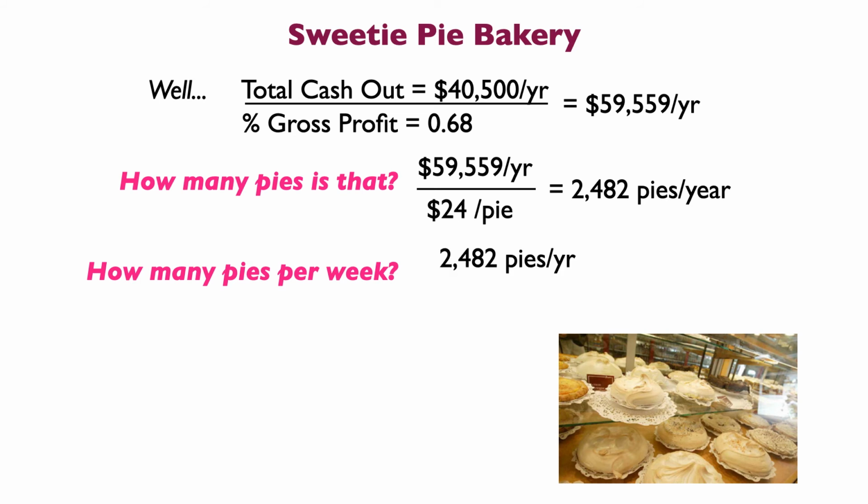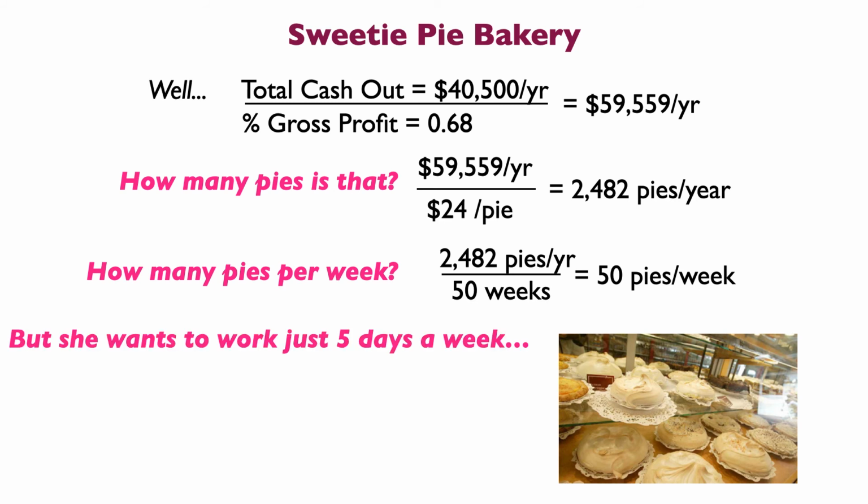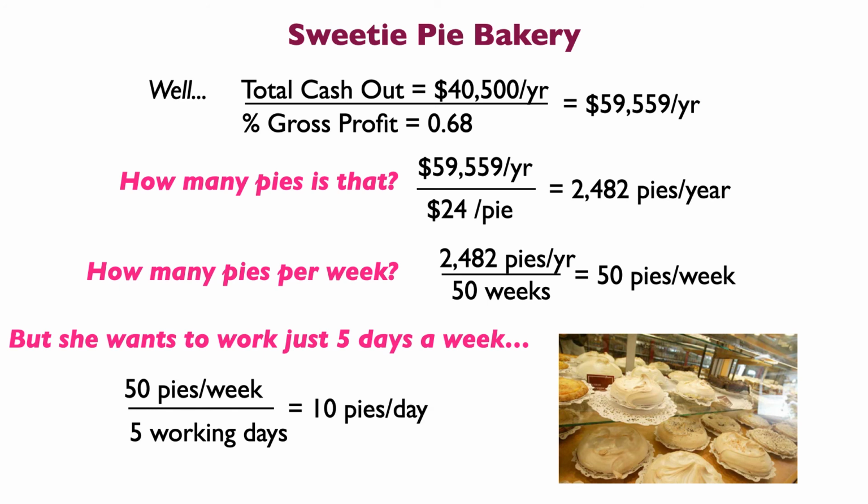Now keep in mind, she wants to only operate 50 weeks out of the year. She wants a 2-week vacation. So it's only 50 weeks of production. She needs to sell 50 pies a week. But also, she's closed 2 days a week. She's only baking 5 days a week. So 50 pies, 5 working days, 10 pies a day. When she hits 10 pies a day, she knows it's covering all her dreams. It's covering everything she's asked the business to do.